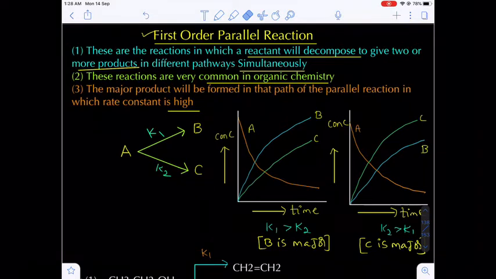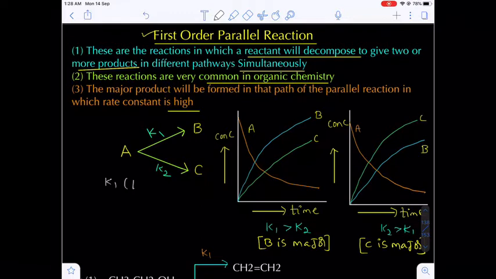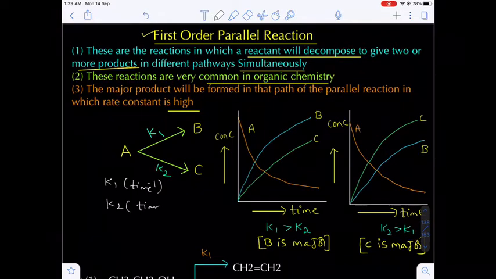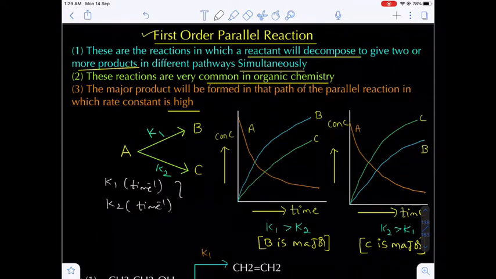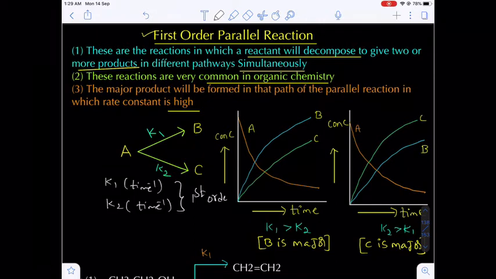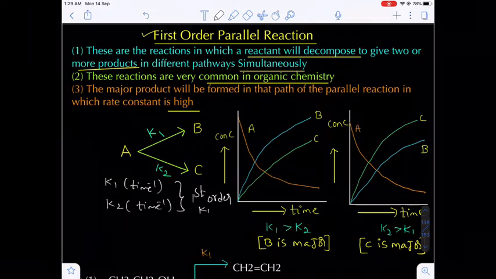Now the unit for the rate constant K1 is time inverse, because we know for a first order kinetics the rate constant units are time inverse, that is minute inverse, second inverse. With the help of rate constant units we can predict that both paths of the reaction follow first order kinetics. Are you getting my point?